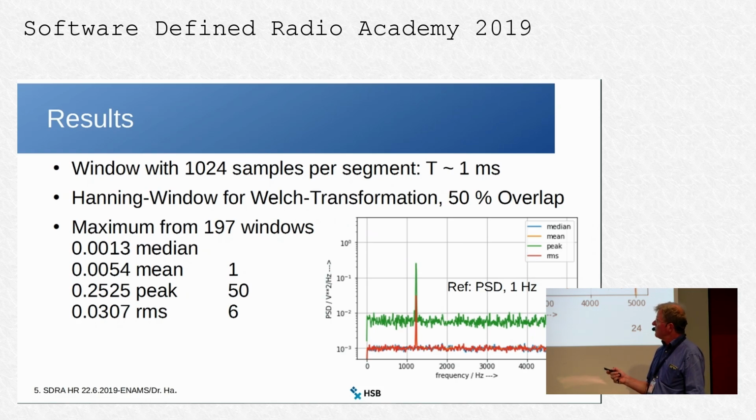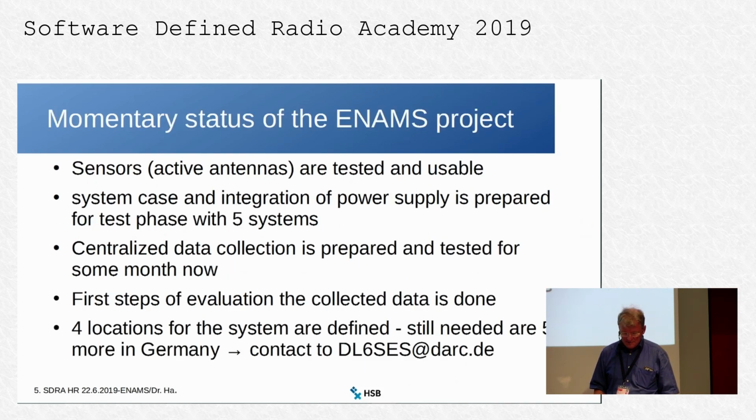The mean value is from here. The mean, the yellow curve, could be assumed to be here. And the peak value is 50 times larger, and it is expected. The RMS value is 6 times larger than the mean. The RMS is located here, and the 1234 Hertz could be read out really well from the results.